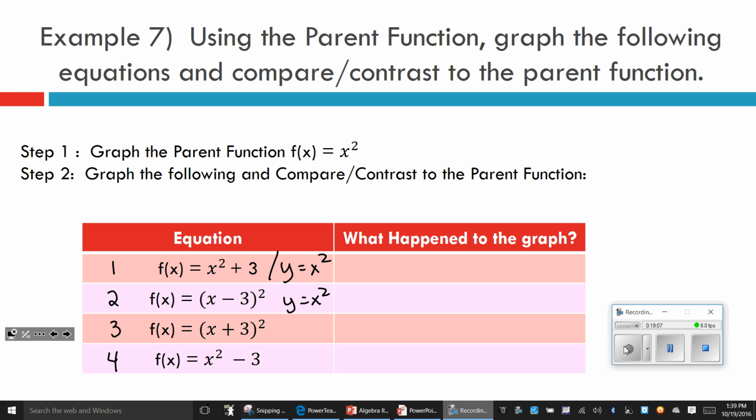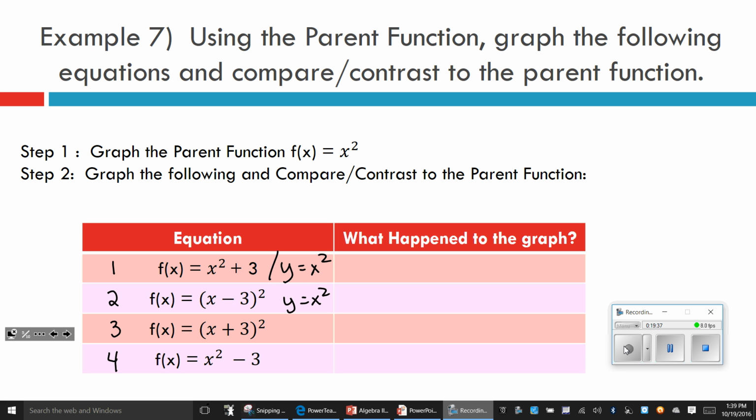If we have y equals the quantity of x minus 3 quantity squared, is this number 2? What happens? Here's the parent function. What happens to it? It slides over how many? 3. It slides over 3. Now, does this one make sense to us? If it's subtracting 3 on the inside, which way would we think that it would slide? We would think that it would slide left, but it actually slides to the right.